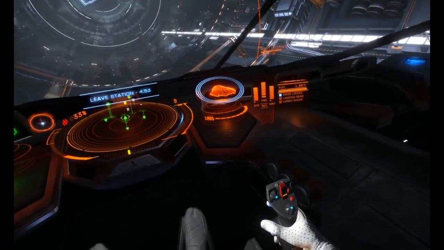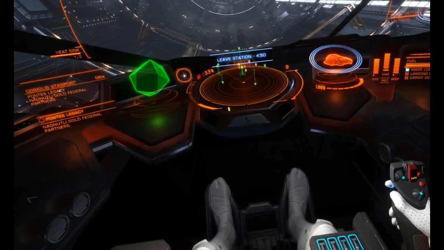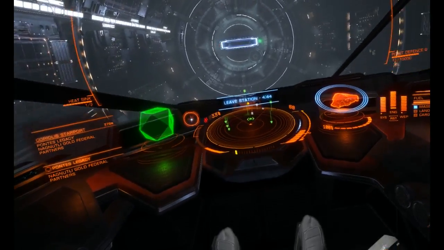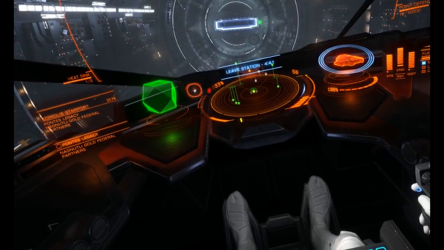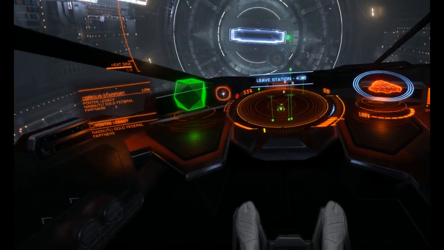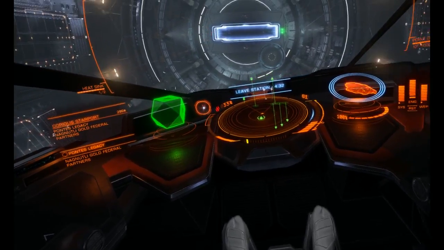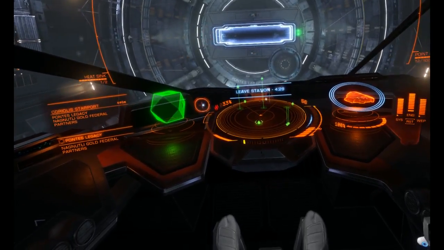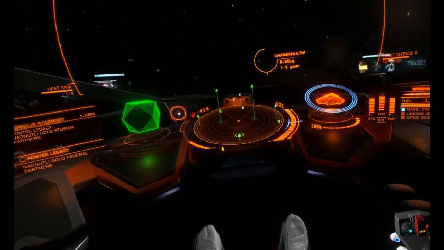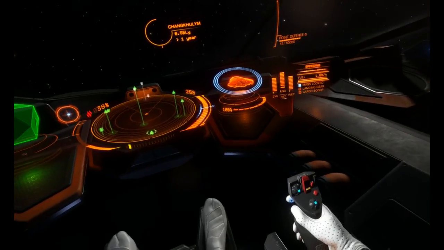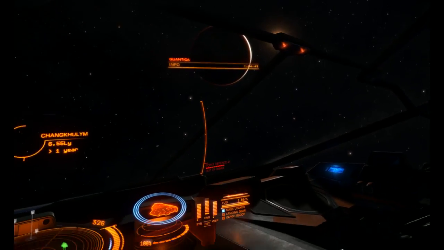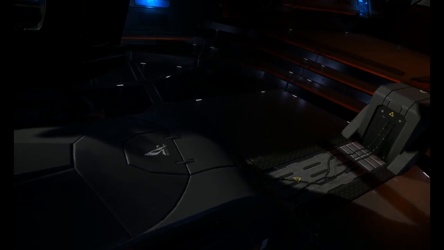You are clear for egress. Landing gear retracted. You are clear to resume navigation. Stay safe, Commander.